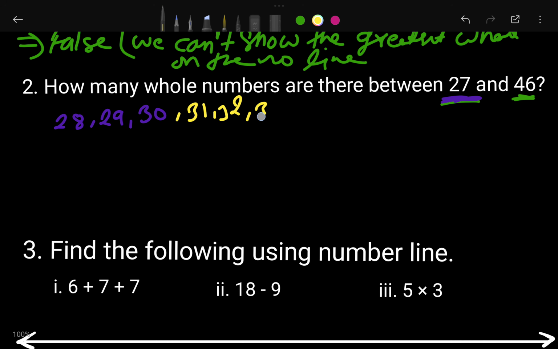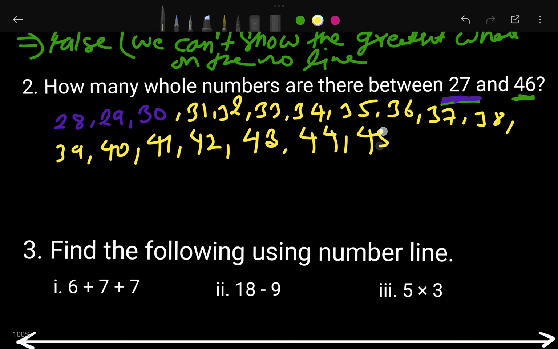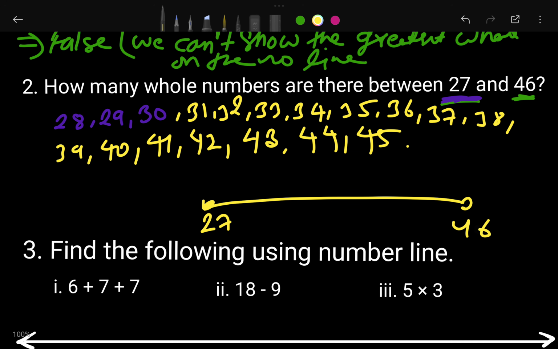Then 33, then 34, then 35, 36, 37, 38 and 39, 40, 41, 42 and 43 and 44 and 45. That's enough till here. Why is it enough? Because it is asking from 27 to 46, and whatever numbers are between them, we have to tell about that only.